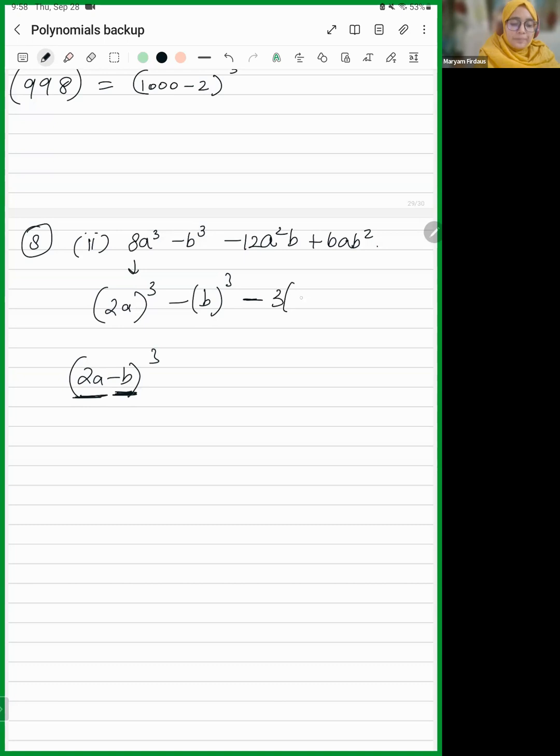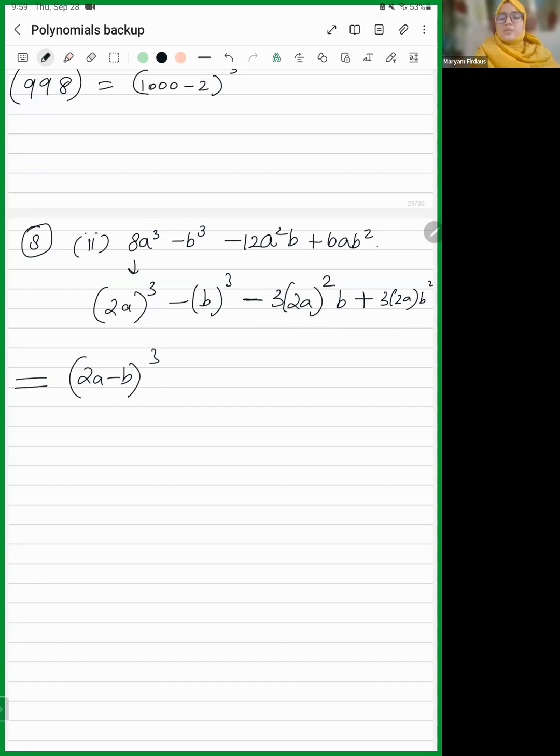So 3a square b. A is what? 2a. So 2a whole square b. Don't just write 2a and then square is only on a. No, don't write it like that. Plus 3 into a b square, which is 2a b square. So this is what gives you 6ab square. And this is what gives you 12a square b. So this can now be written as 2a minus b whole cube.